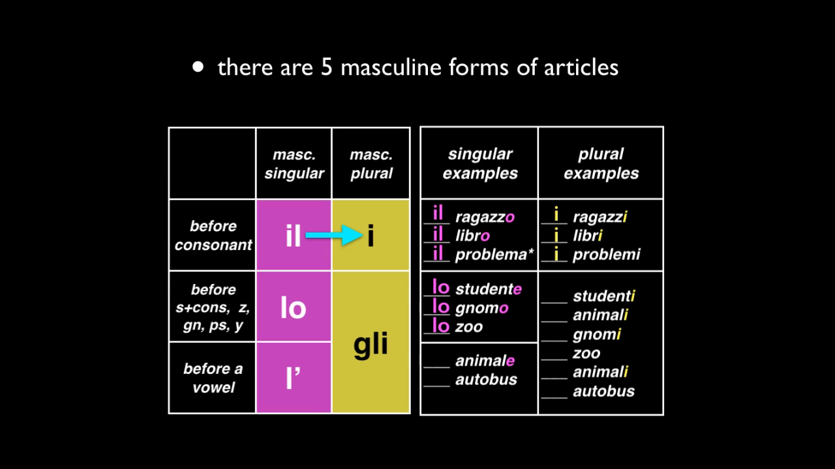So that's lo, and then there's l' that goes in front of any vowel that is masculine, singular. And what's interesting about those is that they both turn into gli in the plural. So lo and l' both turn into gli in the plural. And that would create the following plurals: gli studenti, gli animali, gli gnomi, etc. Notice that words like zoo and autobus, these foreign import words, do not reflect any changes in the plurals.